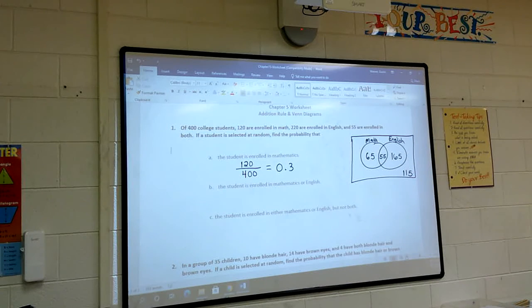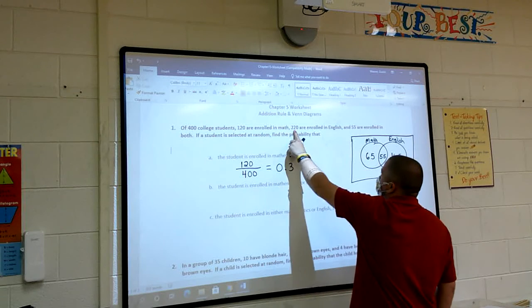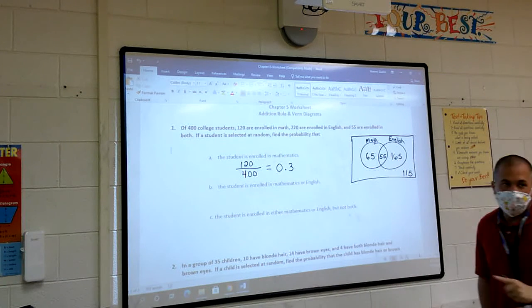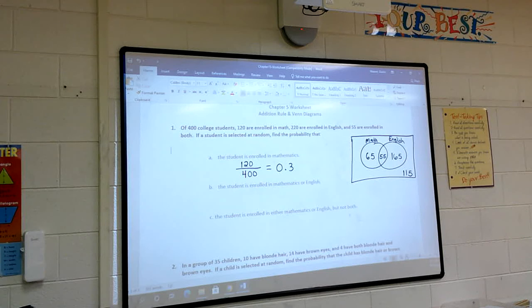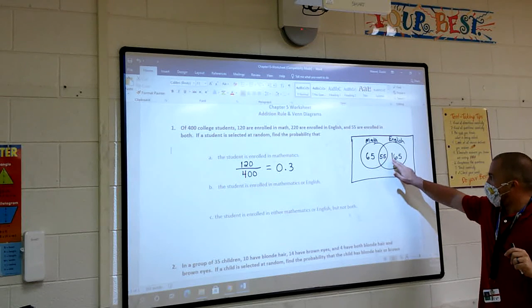0.3 would be fine. The student is enrolled in, now this you have to be careful with. The student is enrolled in mathematics or English. Remember the probability of A or B. So there's 2 ways of doing this. That's the probability of A, so 120, plus the probability of B, 220, minus the probability of both. That's one way of doing it. And you would get 120 plus 220 is 340. Minus 55 is 285. Or you just look at your Venn diagram, and if it's math or English, you're just going to add up all of these.